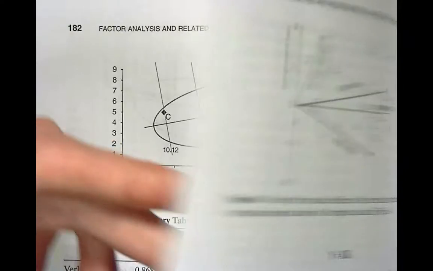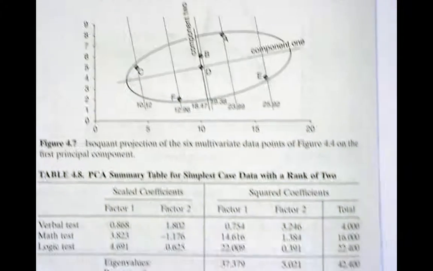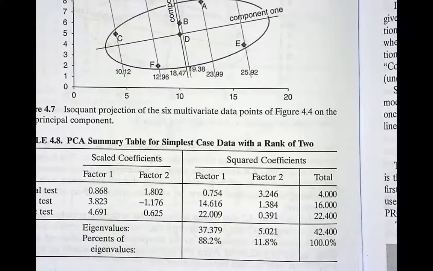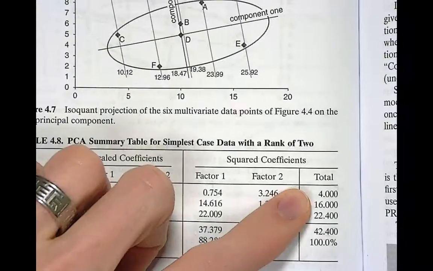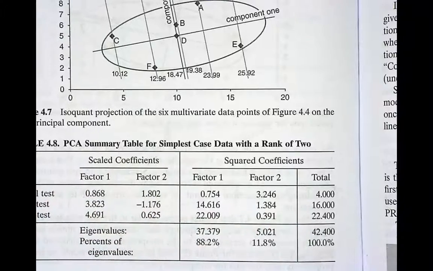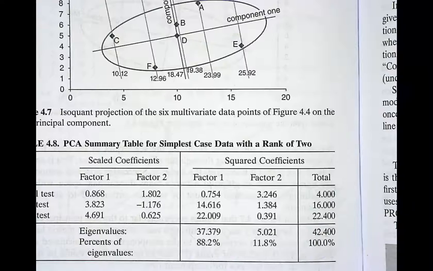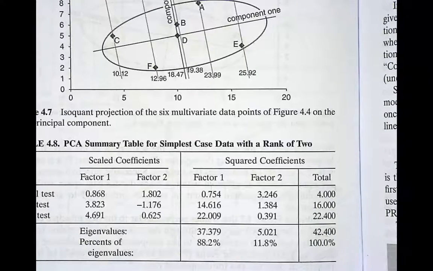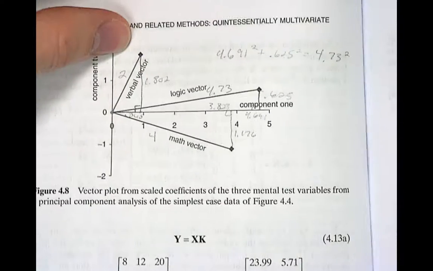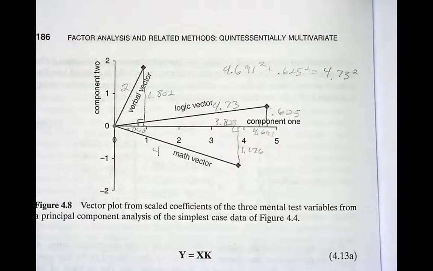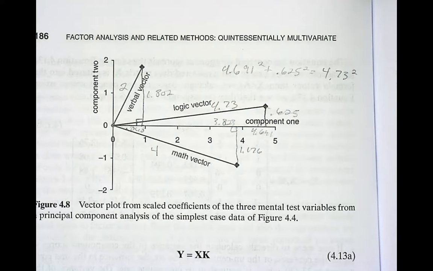If we go back to table 4.8, we know that the squared coefficients summed were 4, 16, and 22.4, which were the diagonals on a covariance matrix. Well, the diagonals on a covariance matrix are in fact the variances, and we know that the definition of standard deviation is just the square root of the variance. So the standard deviation of each variable is the length or the magnitude of the vector representing that variable.